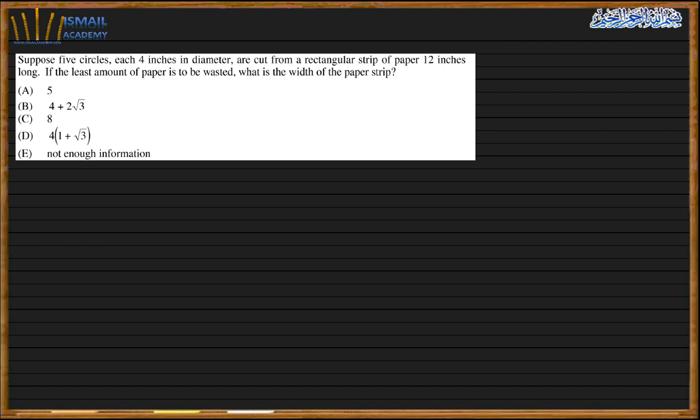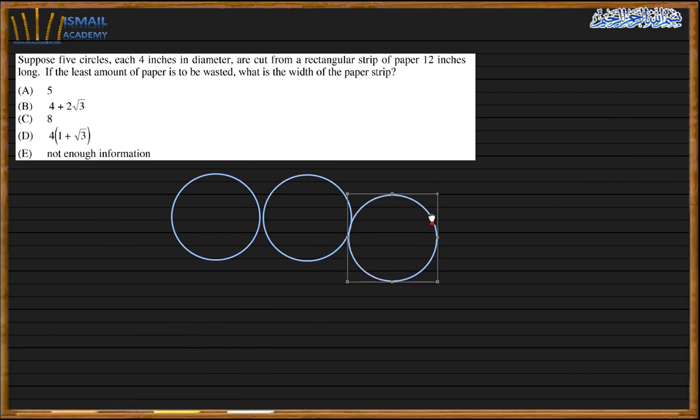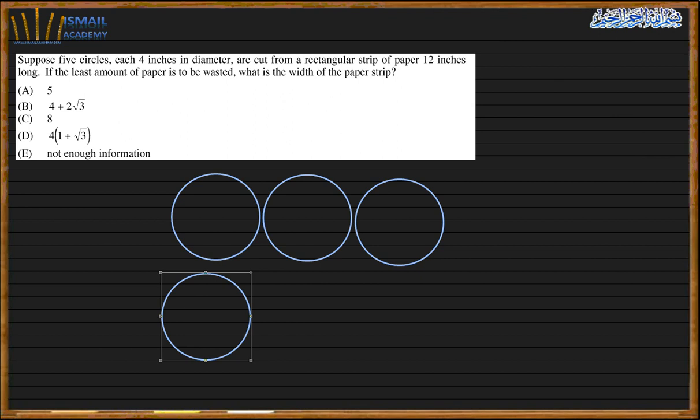Suppose 5 circles, each 4 inches. Suppose I have 5 circles. Let's assume this is 5 circles. So I have, let me make a copy of it. So this is the first one, second one, third one, fourth, fifth.